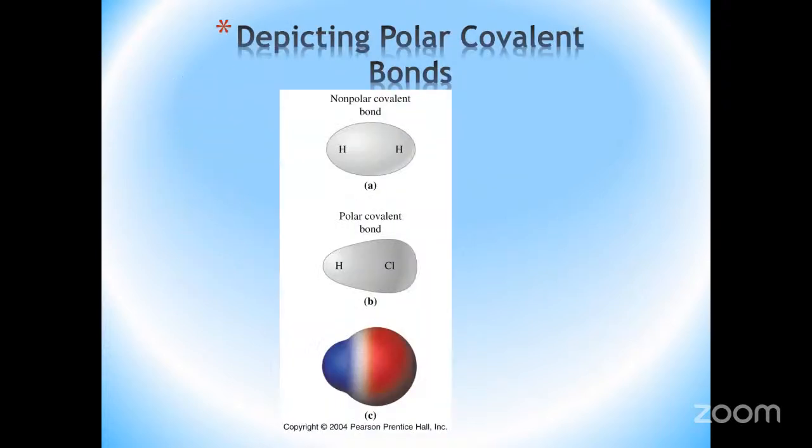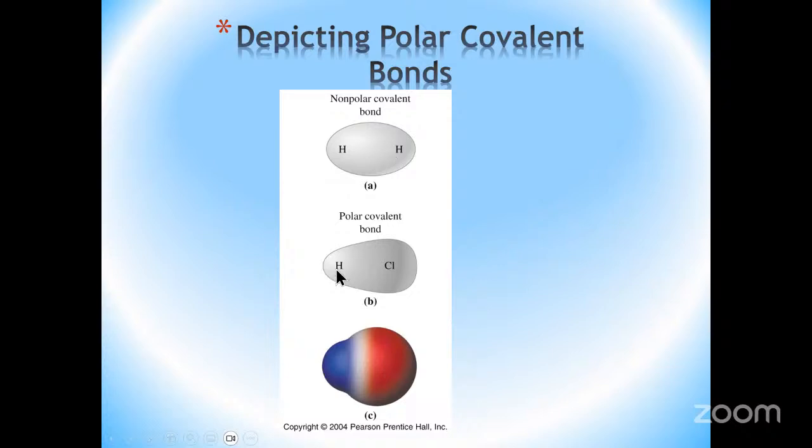Okay, so just to give you a picture of what we're talking about when we're talking about the difference between a polar covalent bond and a non-polar covalent bond, what you're looking at here is the situation where you have hydrogen bonded to another hydrogen atom. The electrons that are shared between them will be equally shared. So therefore, you won't have any lack of symmetry in terms of how the electrons are shared between the two atoms. So therefore, we say that this bond is non-polar covalent.